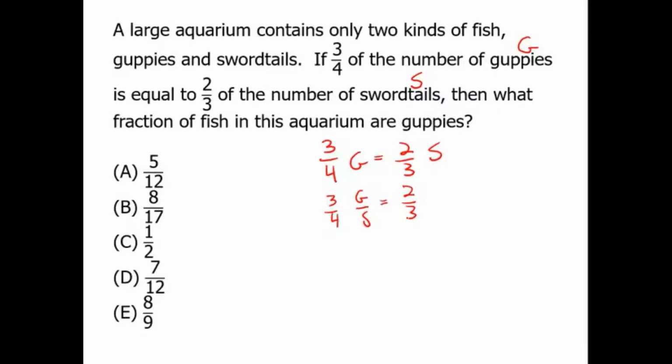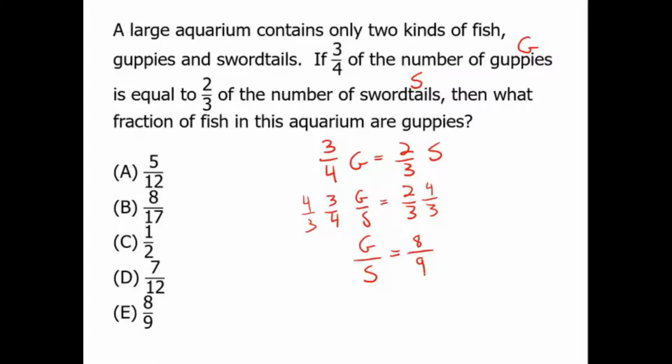I'm going to solve for that by multiplying by the reciprocal of 3/4. So I'm going to multiply both sides by 4/3. And I'm going to get G over S equals 2 times 4, 8 over 3 times 3, 9. The ratio of G to S is 8 over 9.